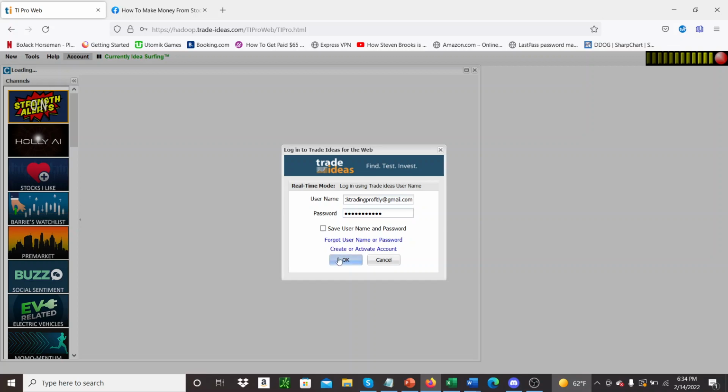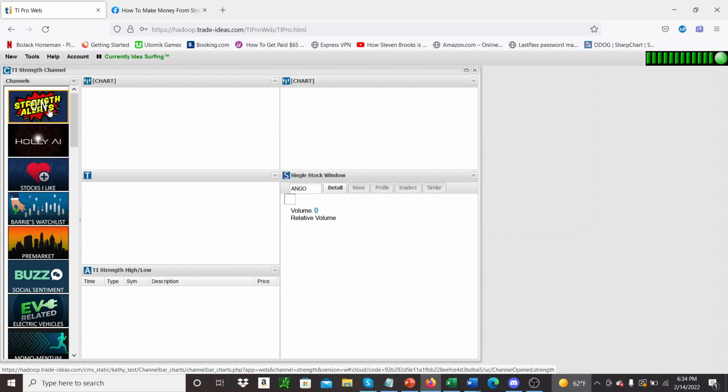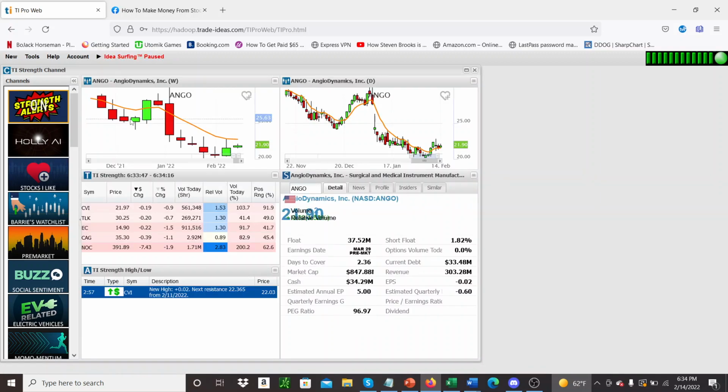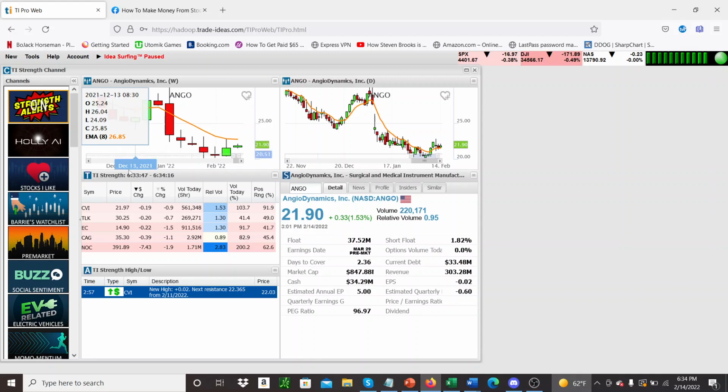So yeah, you log in here for the web-based thing anyway. So hopefully it turns green. Okay, now it's green. So the strength alerts, like I was saying, it's a separate service. You can pay $17 a month and just get given the charts and the levels that you're supposed to buy. And it looks like this week's ones are CVI, TLK, ECU. But this isn't very helpful.